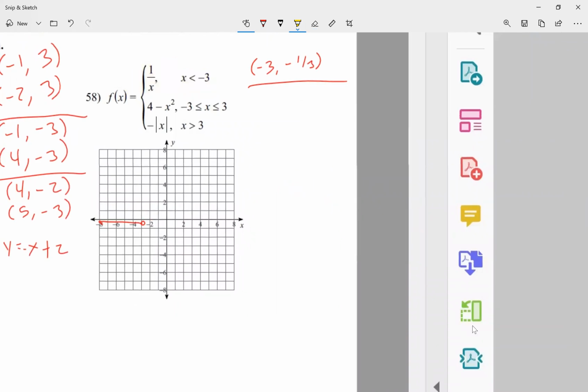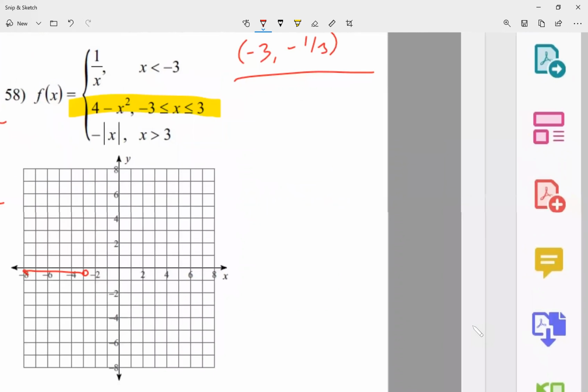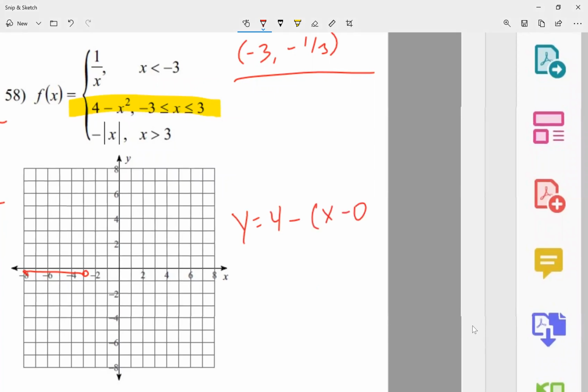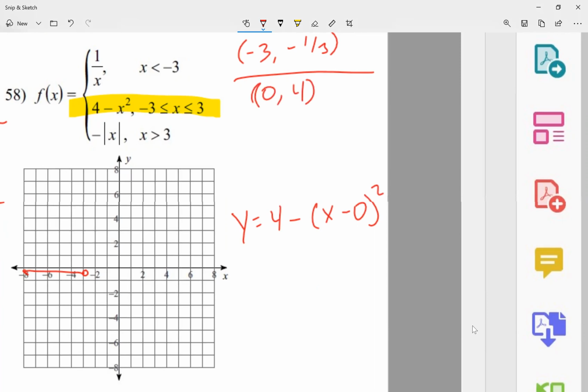My second piece is right here. I'm looking at this as the equation y equals 4 minus, let me write this as x minus 0 all squared. Right? X is x minus 0. Okay, so why did I do that? Because the highest exponent is 2, so I expect a U shape. My vertex is the point 0, 4. Remember, I have to switch the sign and 4. So that's the vertex of my U shape.